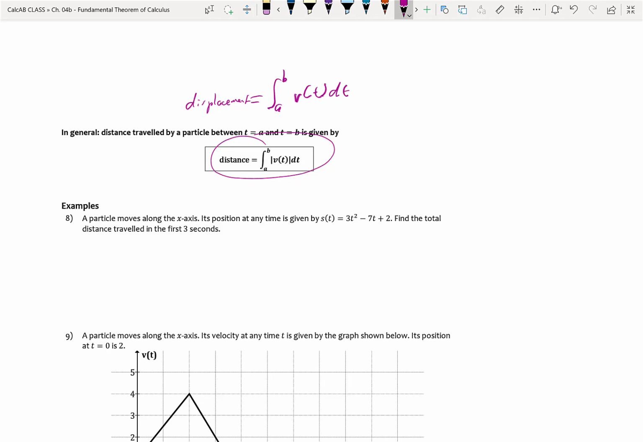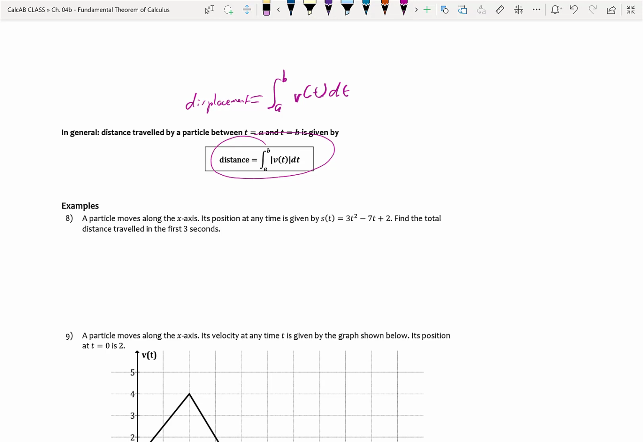Your calculator can calculate the absolute value of different operations, so at times you may have calculator problems that do that. Otherwise, manually, you have to figure out where v of t is equal to 0, change the graph, and do separate breakups of it. So number 8, a particle moves along the x-axis. Its position is given by this. Find the total distance traveled in the first 3 seconds.